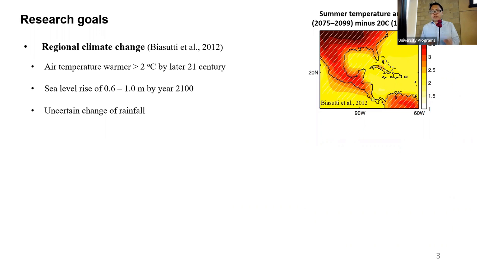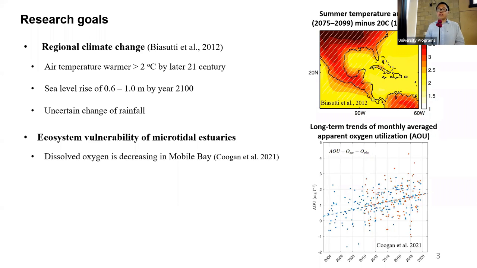So the long-term goal of the project is to study the climate change effects on the physics and the biogeochemistry in Mobile Bay. It has been predicted that by the late 21st century, the air temperature in the Gulf of Mexico will increase at least 2 degrees. And actually by this map, over the hatched areas, the confidence in the air temperature increase is above 75%. So we are certain that the air temperature will increase in the future. And also the sea level will rise about 0.6 to 1 meter by the year 2100. The change of precipitation is still unknown.